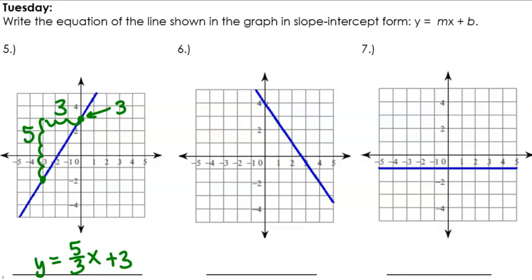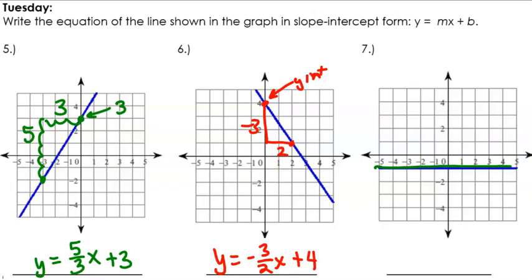I'll do the same thing for question 6. I've got my y-intercept here, which is 4. And if I find another perfect corner point here, I can count the rise and run. This time, the rise is negative 3, and the run is positive 2. So that gives me a slope of negative 3 over 2 with an x. And positive 4 is my y-intercept.